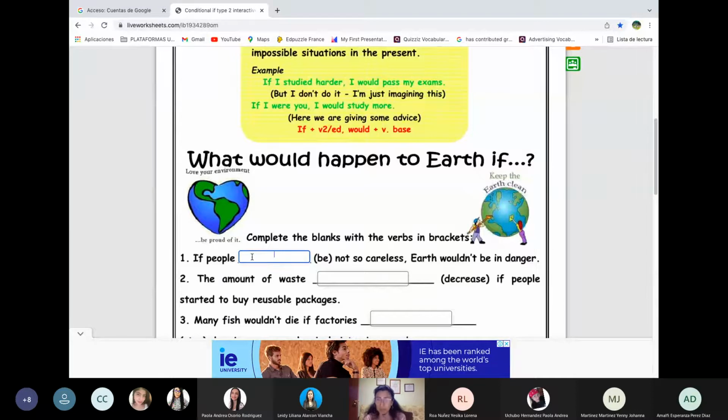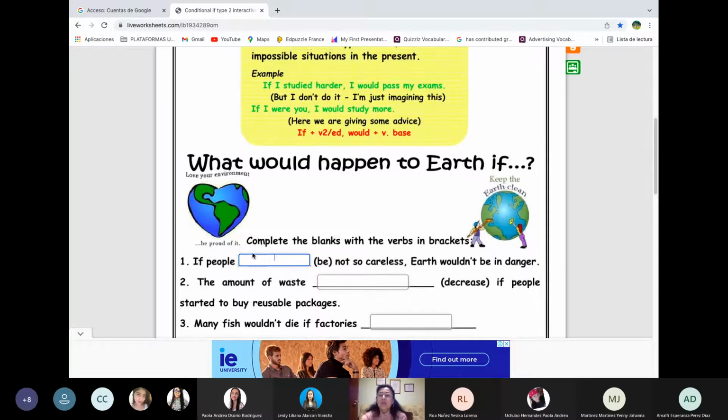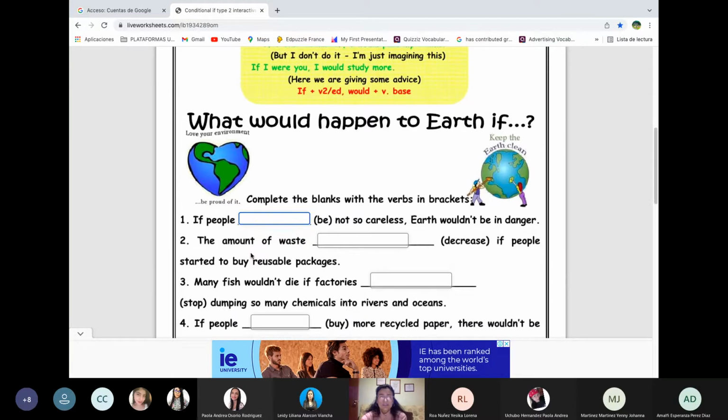If people were so careful, air wouldn't be in danger. What is the past tense of this verb? Carol, Paola, Julia. Was, teacher? Was or were? Were.